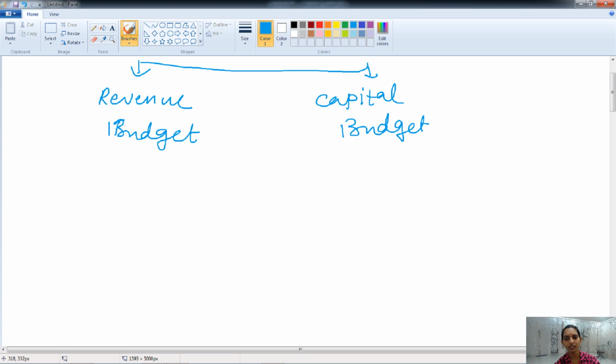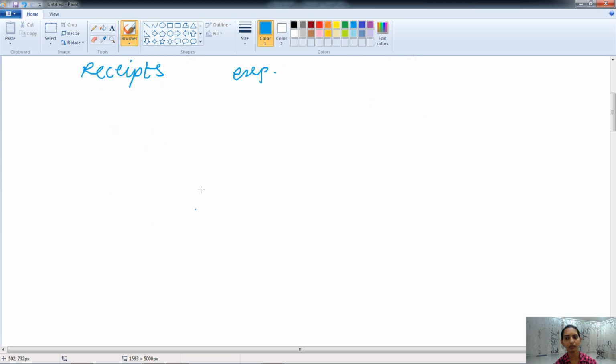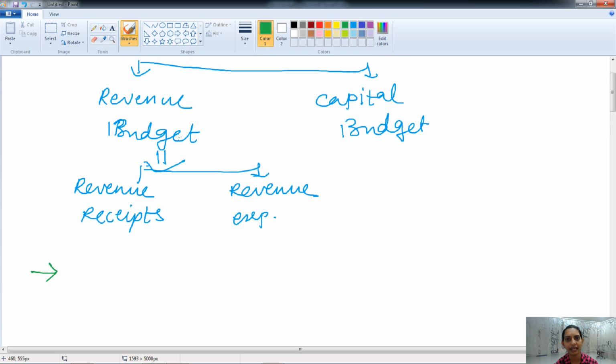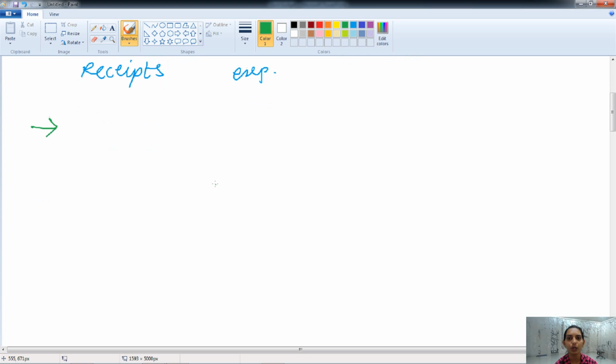So let's first start with the revenue budget. Over here the revenue budget is further divided into two types, that is the revenue receipts and the revenue expenditure. Then what is the revenue budget? Revenue budget includes the revenue receipts, that is the income that the government gets from the public, and the expenditure made by the government through the revenue they are generating. So that is known as the revenue budget.